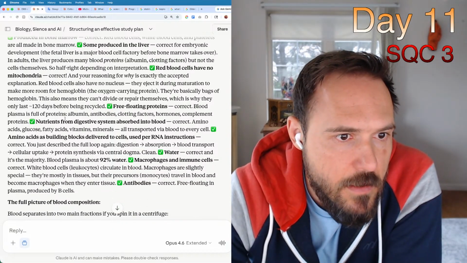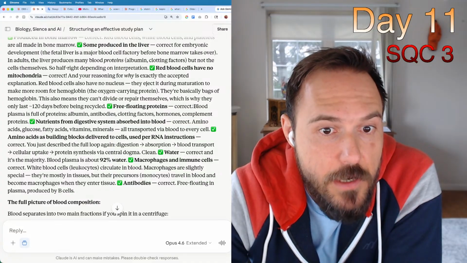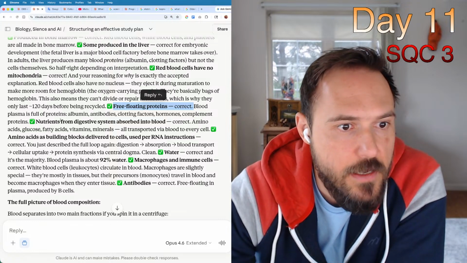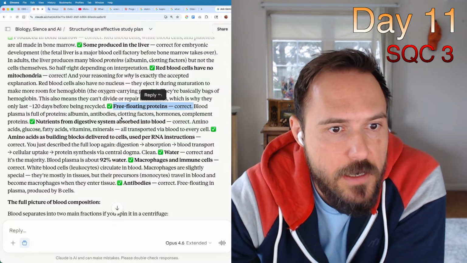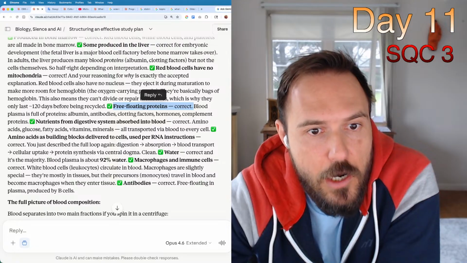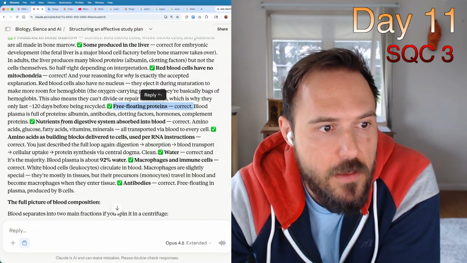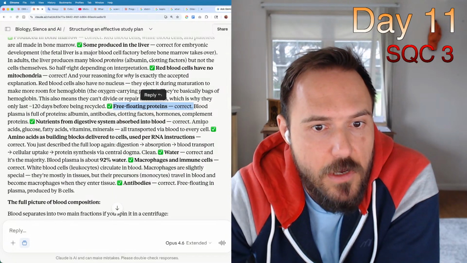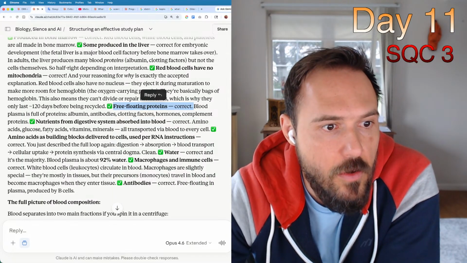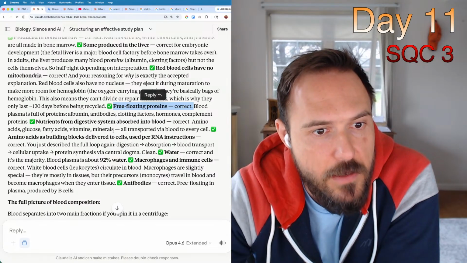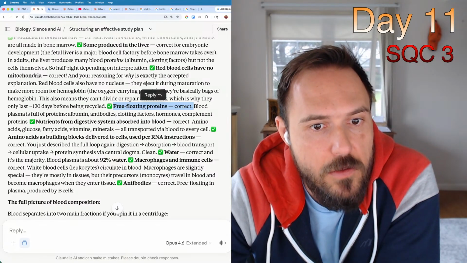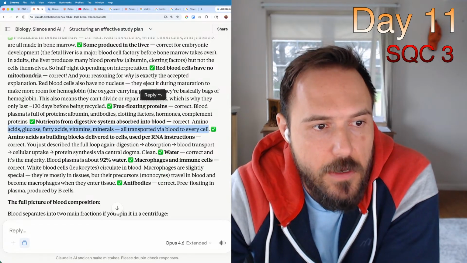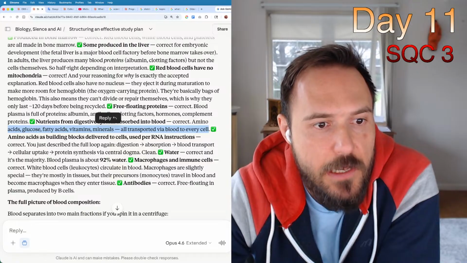Next. Free floating proteins, correct. Oof, I was right. Blood plasma is full of proteins, albumin, antibodies, clotting factors, hormones, complement proteins. Nutrition from the digestive system absorbed into the blood, correct. Amino acids, glucose, fatty acids, vitamins, minerals, all transported via blood to every cell. Glucose as well, fatty acids, vitamins, and minerals.